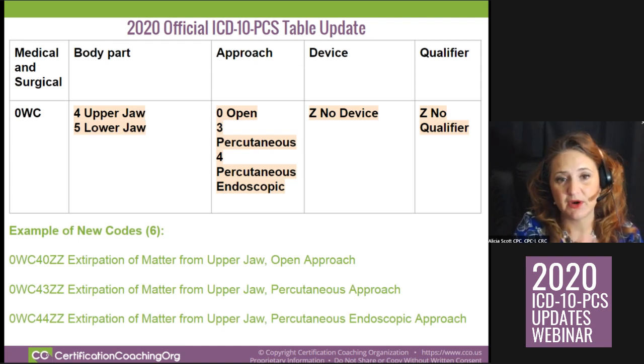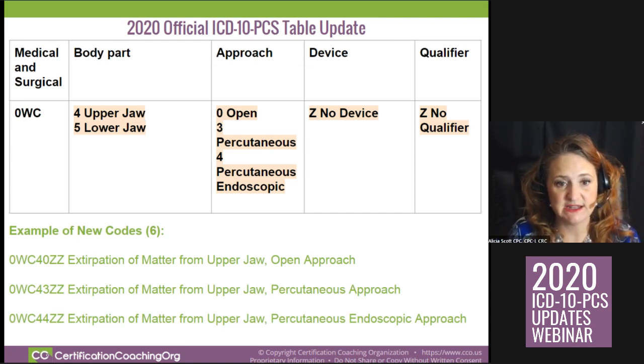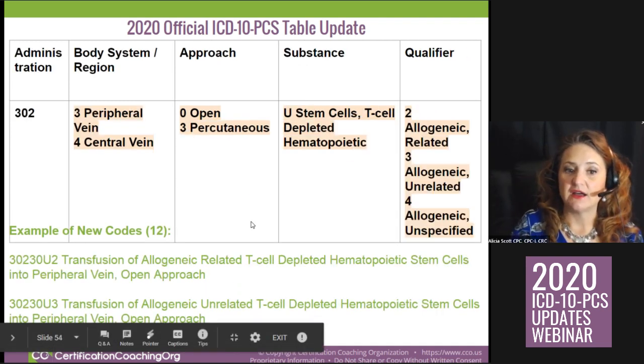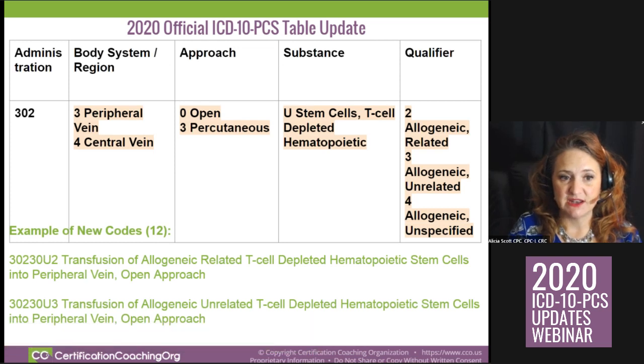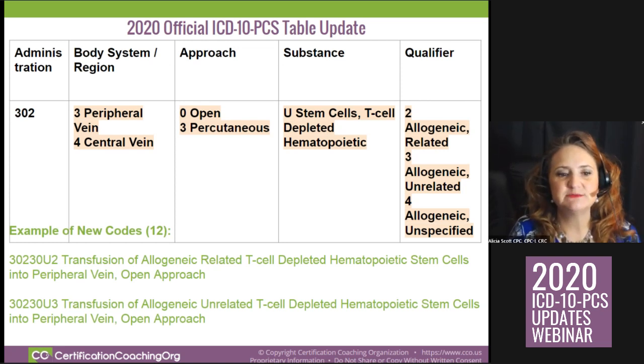If we add a body part, anytime that 4th character is added, then we're going to have definitely approach, device, and qualifier additions as well. So now we know we can do that. Now we're going to get into our veins again. 302 administration. We're going to do a transfusion of an allogenic related T cell depleted hematopoietic stem cell into peripheral vein open approach.